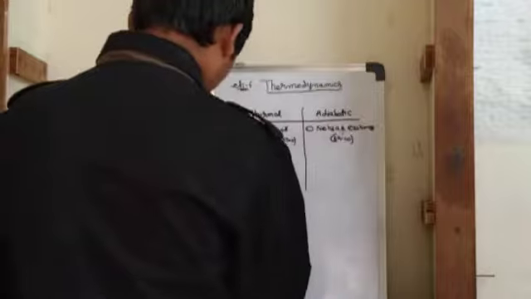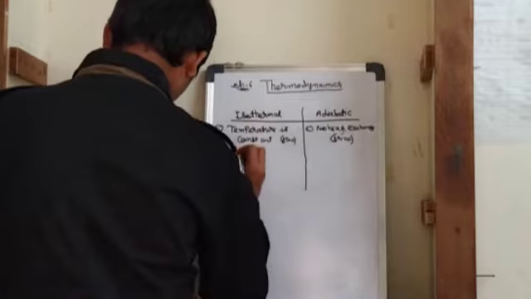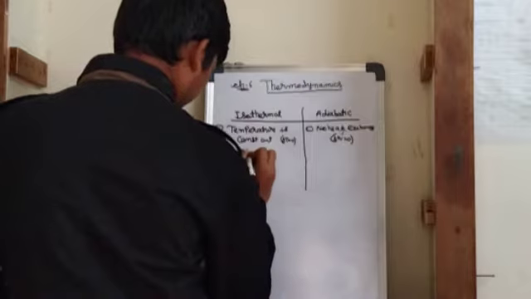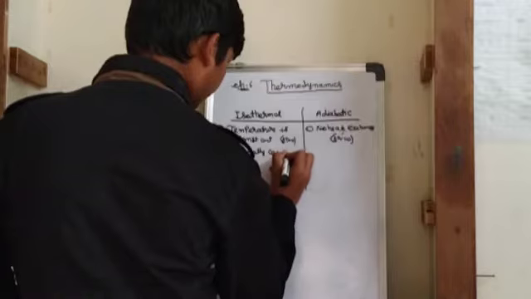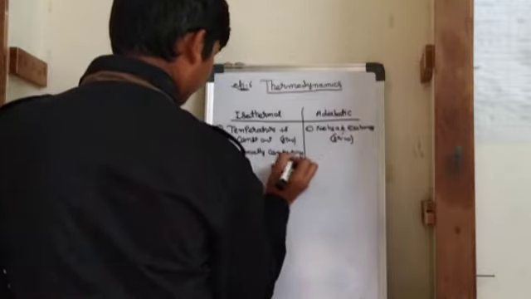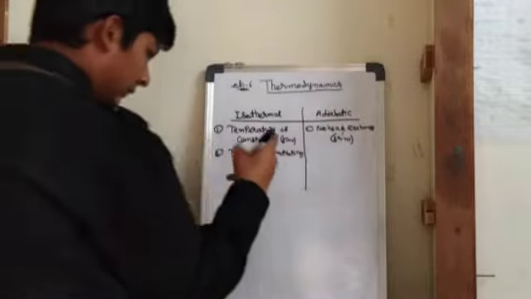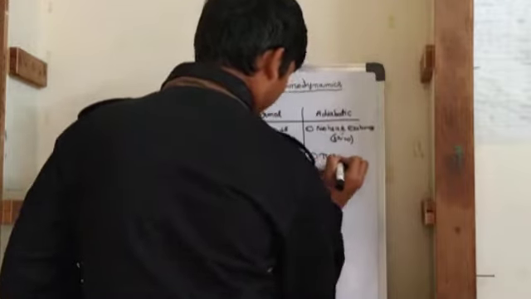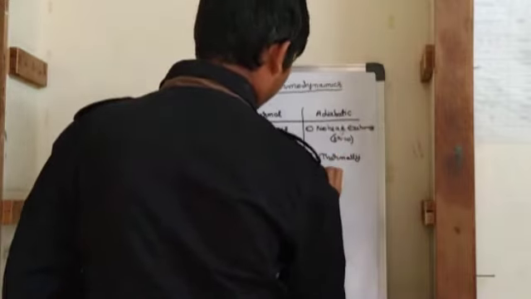So now let's talk about the types of system in both. Here the system is a thermally conducting system. And here is a thermally insulated system.